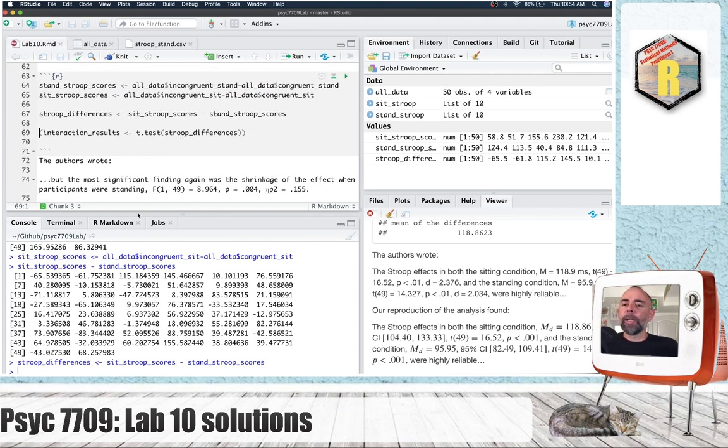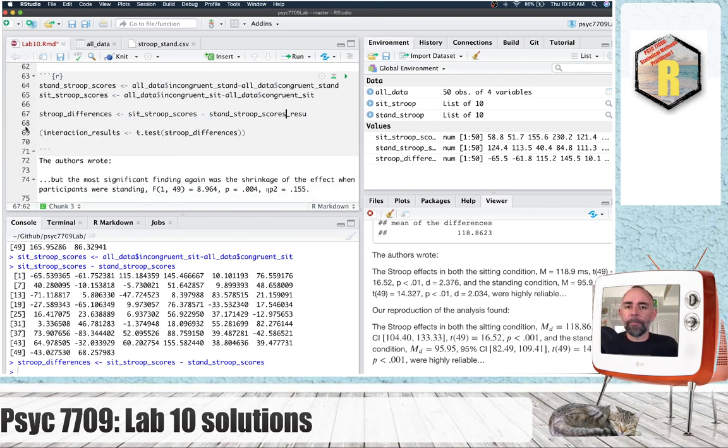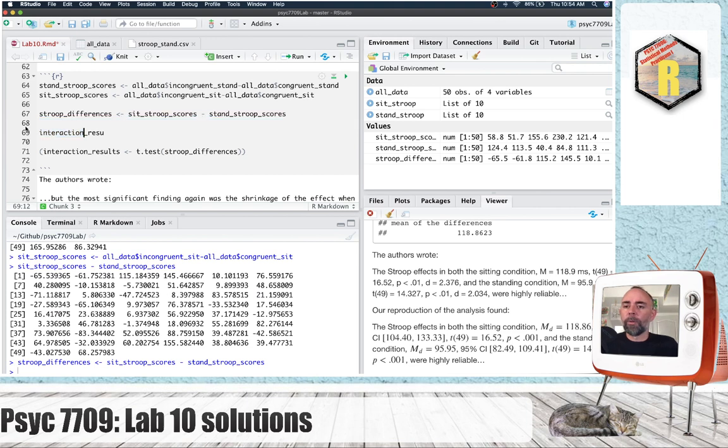And for example, we could have put stand Stroop scores and sit Stroop scores into a paired sample t-test. That would give us a result. Actually, let's just do that here. I'm going to call this paired results. I just want to show one thing.